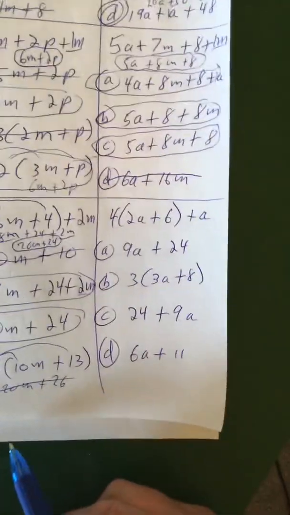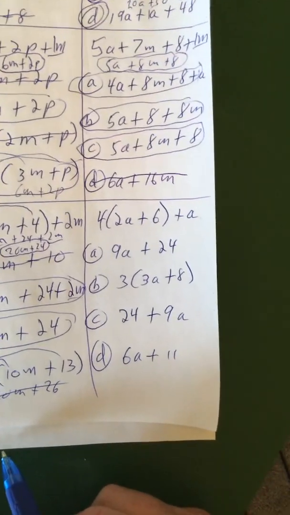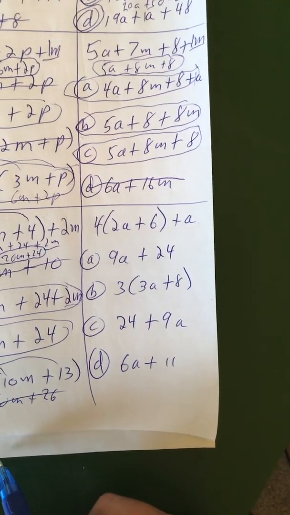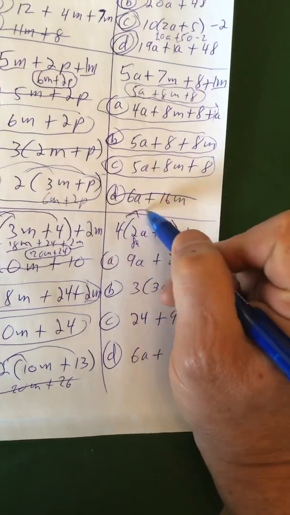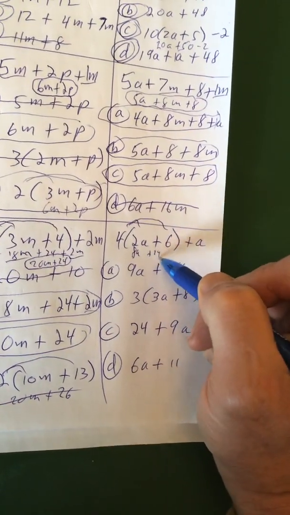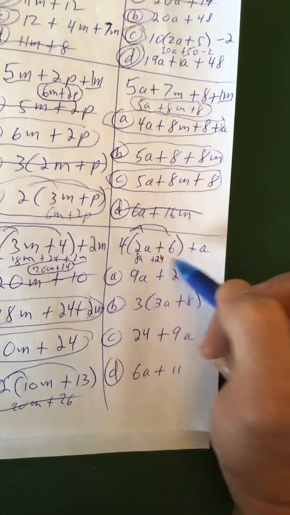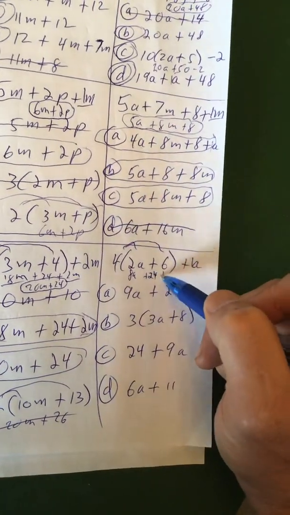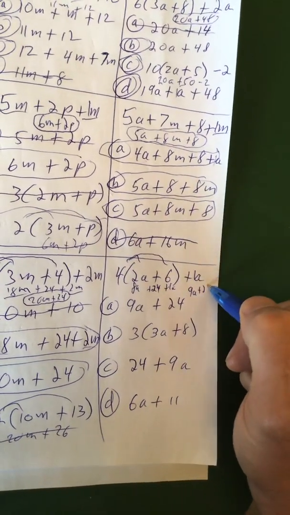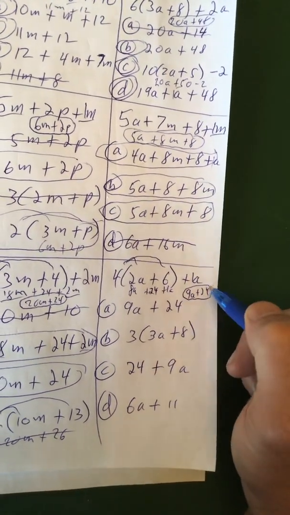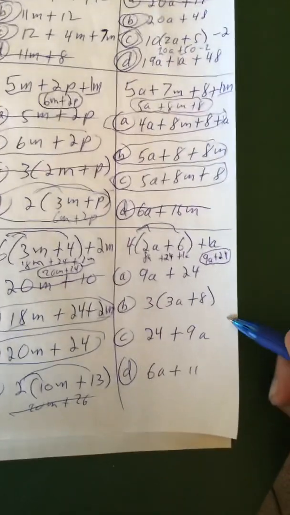Okay, last one here. Hit pause. Come on, let's do it. You can get it. I'm going to go. So here's 8a plus 24. Put a 1 there. Plus 1a. So you get 9a plus 24, or something equivalent to that. That's what you're looking for.